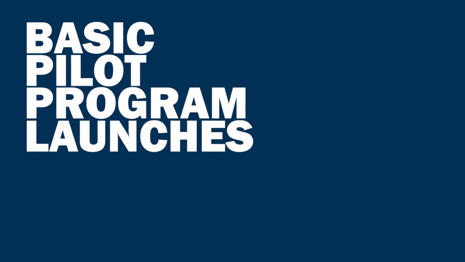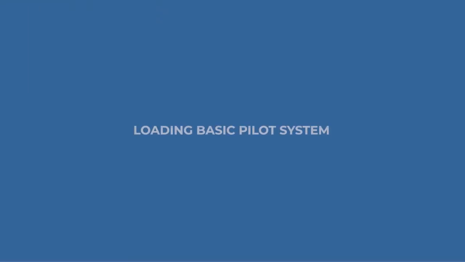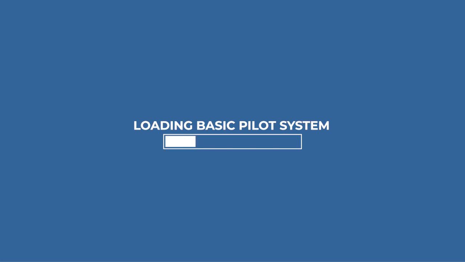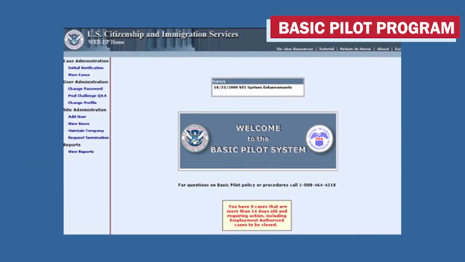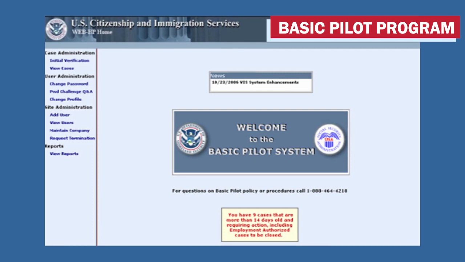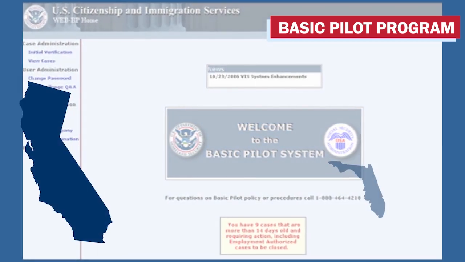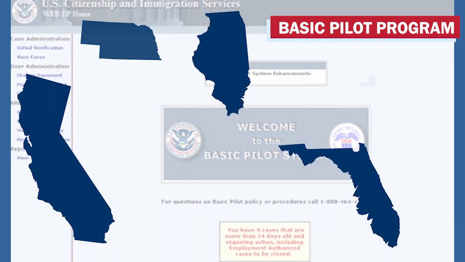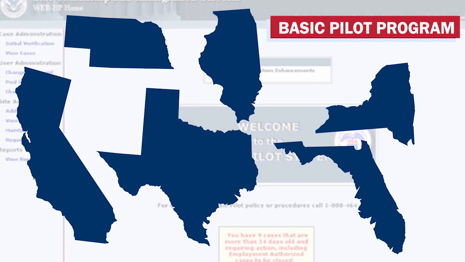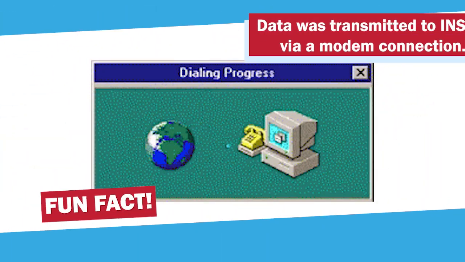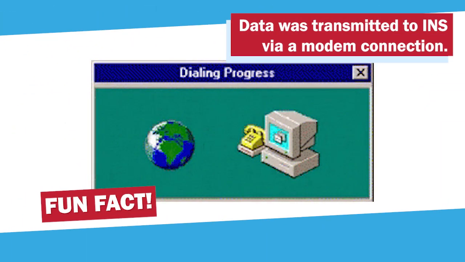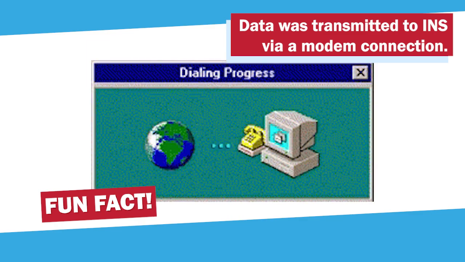The Basic Pilot Program used information from employees' Form I-9 and compared it to information in INS and SSA records. To verify information, employers were required to call SSA. Information was confirmed by phone. Then the employer entered Form I-9 data into a computer program. Here's a fun fact. Data was transmitted to INS via a modem connection.